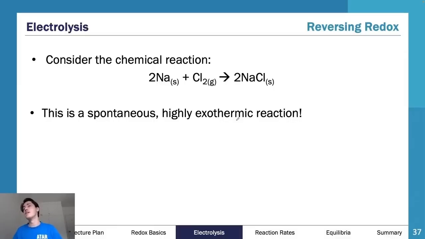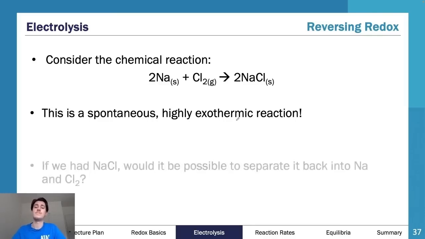So let's talk about electrolysis. Electrolysis is essentially where we reverse redox. We do the opposite. Consider the following chemical equation here. We've got solid sodium and we've got chlorine gas. This is a spontaneous, highly exothermic reaction. It's a really dangerous reaction, not very safe, but really spontaneous. If you put these two things in the same environment, you will get NaCl.